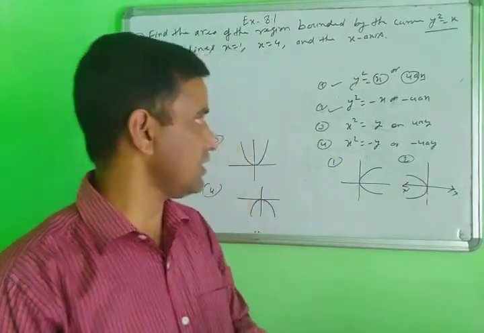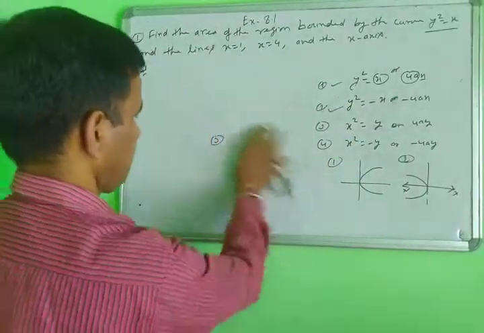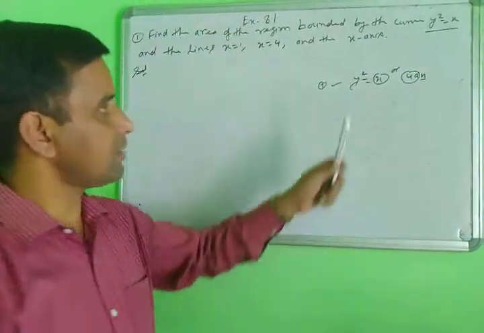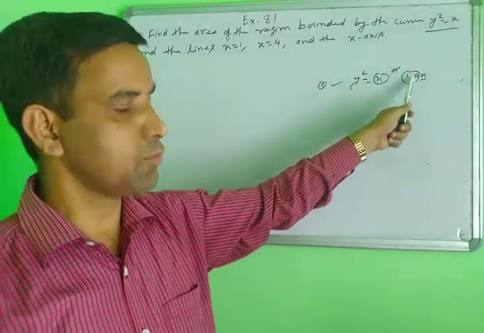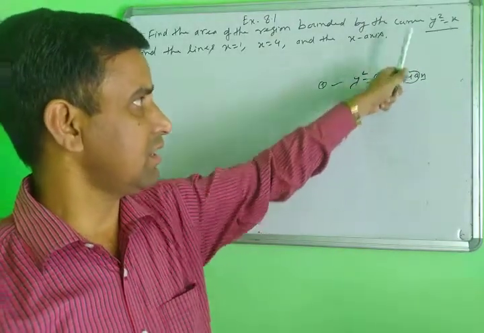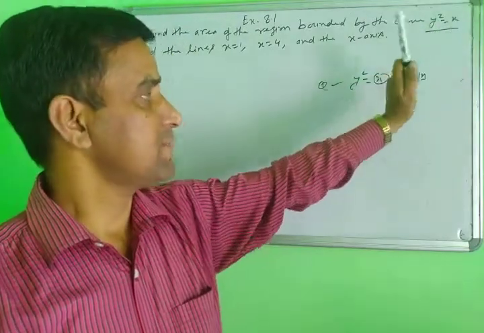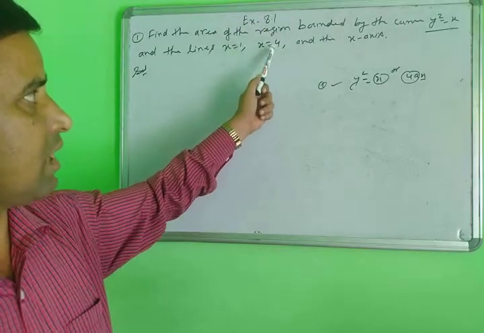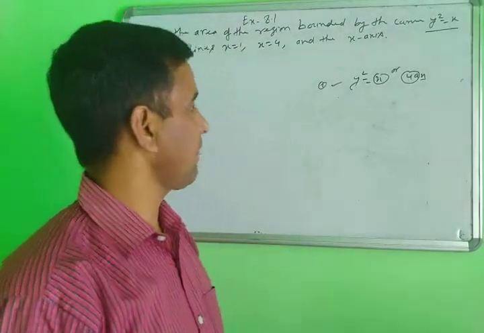This will depend on the given curve. In this question, you are given y square equal to x only. Suppose 4ax, this does not matter, same thing here. Your parabola is symmetrical about the x-axis. Second thing, with your lower limit and upper limit, you will then find the area of this curve. Yes, no?